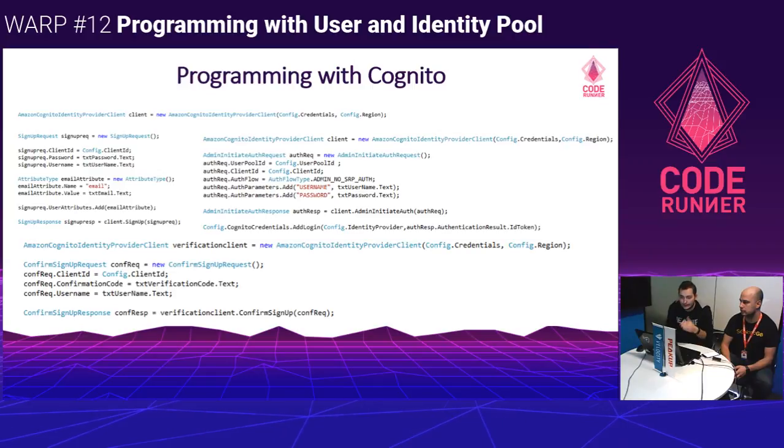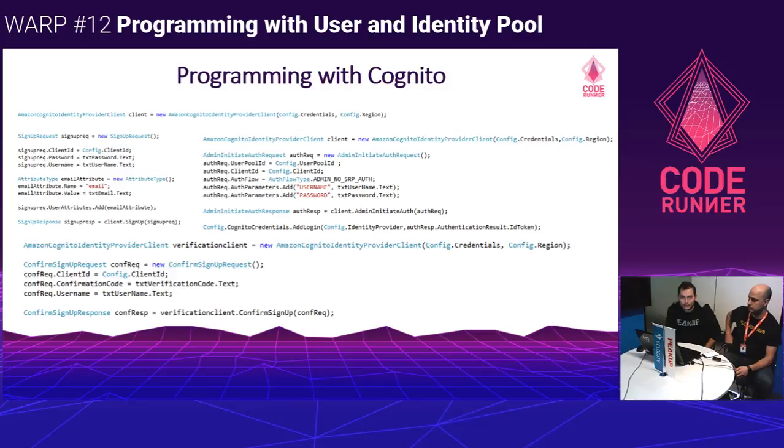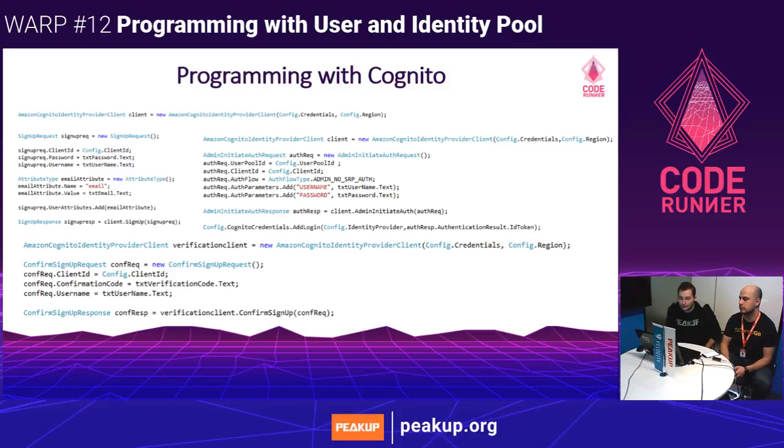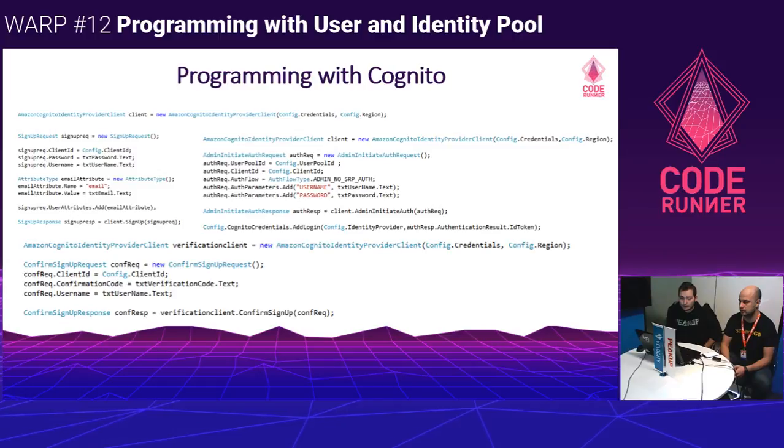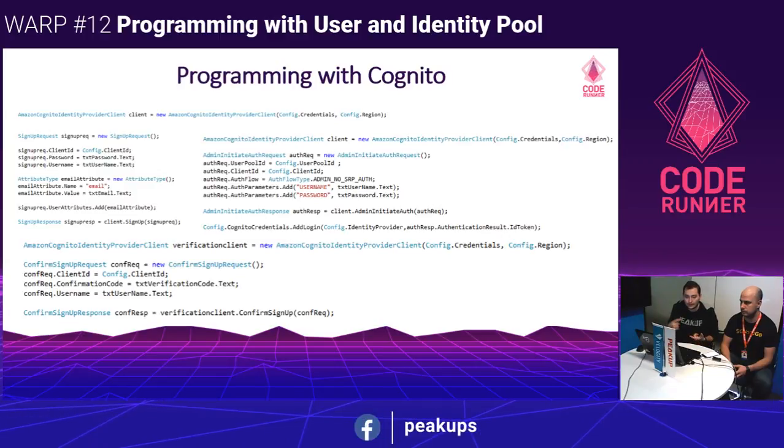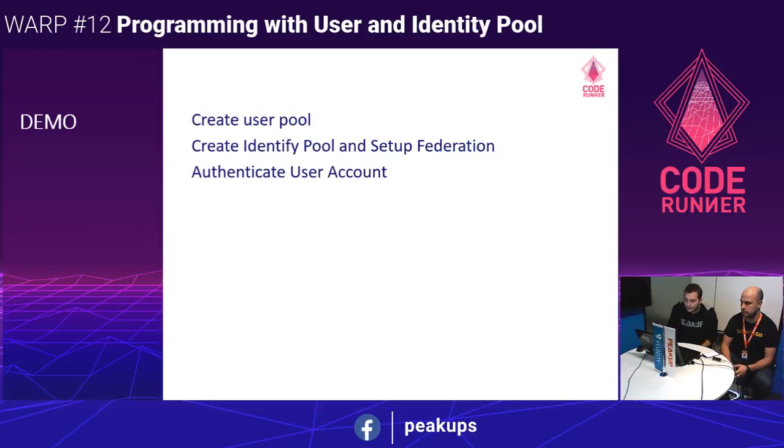These are the sample codes. We're going to take a look at that in the demo too. The Amazon Cognito Identity Provider client is used here. This is the sign up request. On the left side, you give the client ID, password, username. We're going to take a look at all of that, so I'm going to skip.